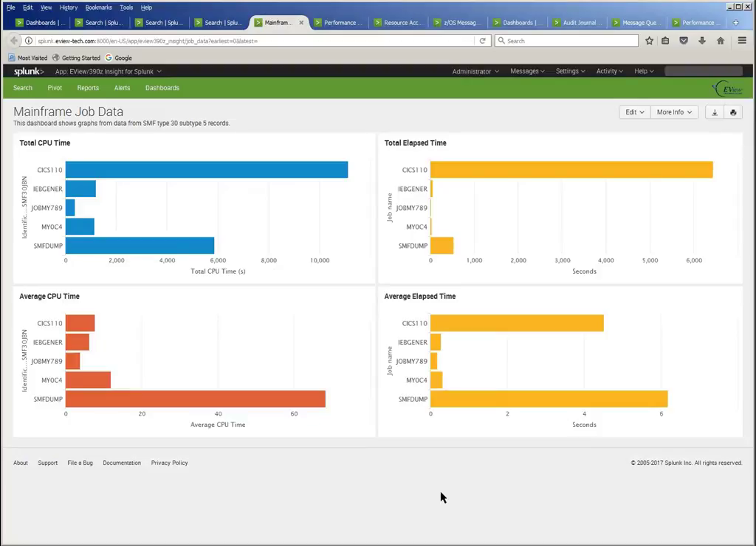So this is a dashboard that takes that SMF data that's gone into Splunk and gives another visual representation of that data, more of a summary type representation of jobs that are using CPU time, elapsed time, et cetera. So just one example of how this data might be used within Splunk.